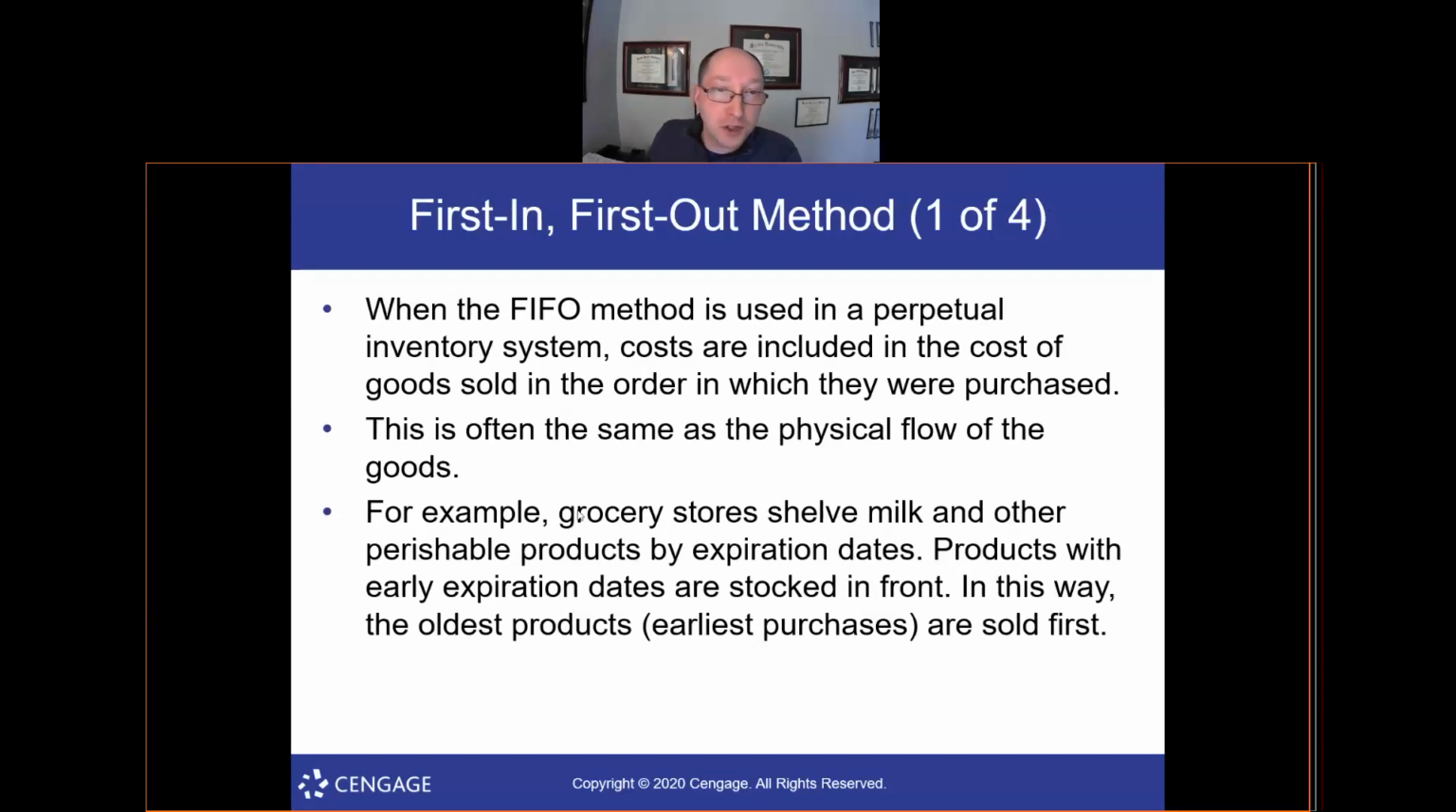So using the first in, first out method, I'm going to sell the ones that I purchased first. That's what the physical flow is. I got it in first, and then I sold it first. It's the physical flow. And like I said before, oftentimes grocery stores use this because the products are perishable.